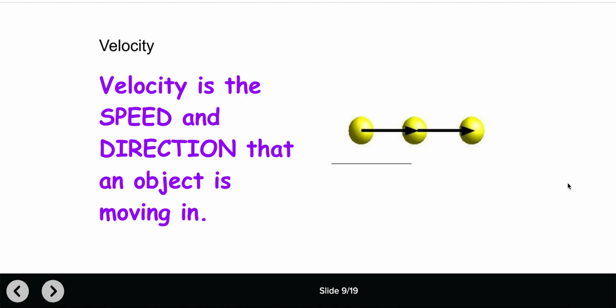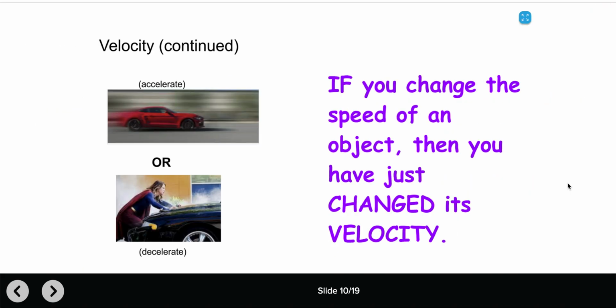So velocity is the speed and direction that an object is moving. Both of these terms are a huge deal when it comes to velocity. Without speed, well, you're not moving, right? So you don't have velocity. That means you're also not moving in a direction. But let's break this down a little bit more.